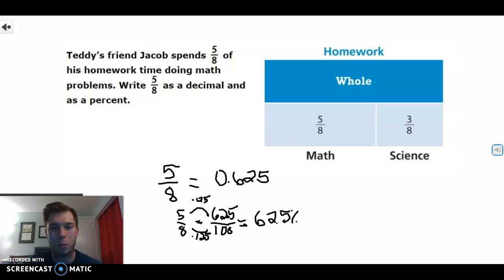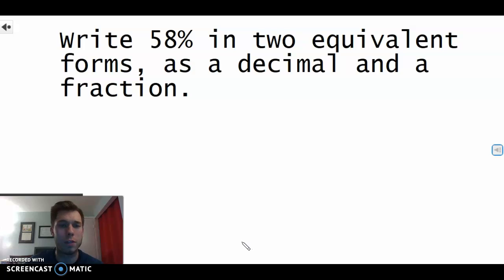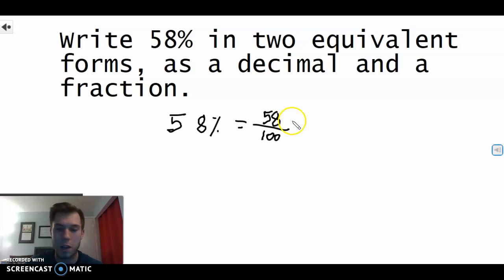Let's keep on going. I got a couple more examples for you. I want you guys to write 58% in 2 equivalent forms as a decimal and a fraction. Go ahead and give that one a try. So in order to do this one, we'll start as a fraction. So 58% as a fraction would be over 100. So we have 58 over 100. You could simplify that, not necessary. So there's our fraction. And then we're going to make it a decimal. Since it's over 100, we're going to write exactly how we would say it, 58 hundredths. And we get our decimal form.